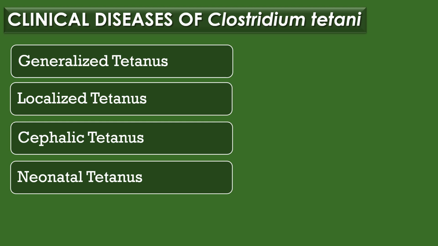Clostridium tetani results in 4 types of tetanus. The first type of tetanus is generalized tetanus. The second type of tetanus is localized tetanus. The third type of tetanus is cephalic tetanus. And the fourth type of tetanus is neonatal tetanus.